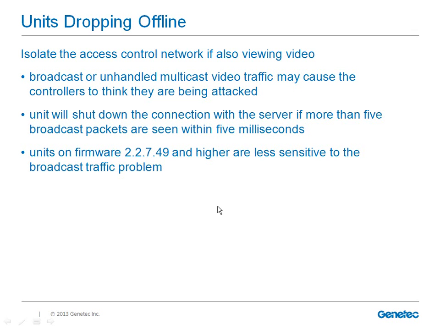Now, HID addressed this in more recent firmware versions, starting in firmware 2.2.7.49, and the units are now less sensitive to this problem. If you're also using the network for video, take a look at the firmware version on the access control unit that's dropping offline and see if it needs an upgrade.